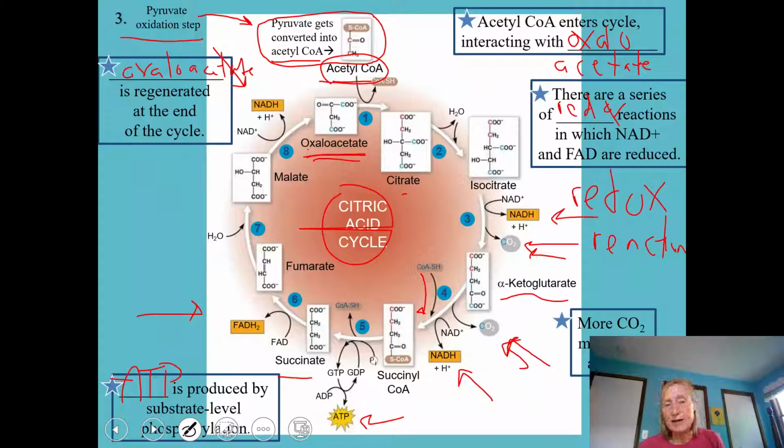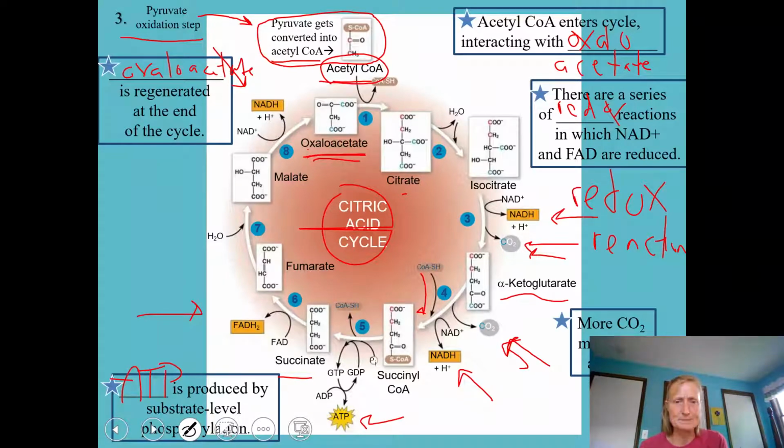Fumarate in step 7 picks up some water to become malate. And step 8 is another redox reaction. Malate is oxidized to oxaloacetate. NAD plus picks up those electrons and is reduced to NADH. I bet you know what type of enzyme is needed for this step 8 reaction to happen. Dehydrogenase.